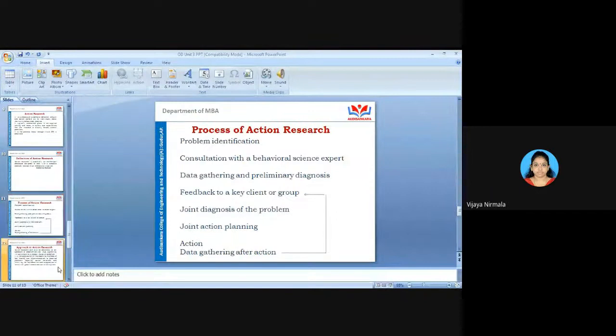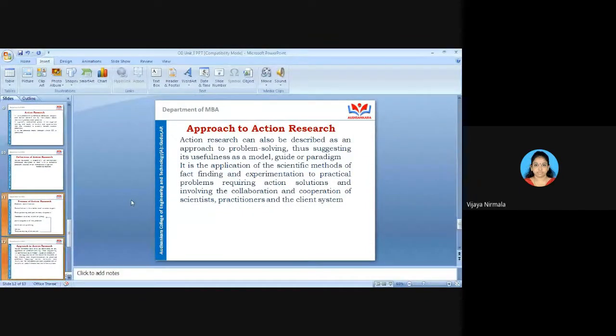Okay, I think you are comfortable. This consists of only 8 steps. It is a very easy one. You can understand, right? Now let us see the approach to action research. It is mainly in problem solving. Action research is an approach to problem solving. So action research can also be described as an approach to problem solving.